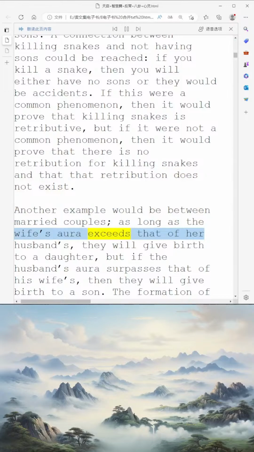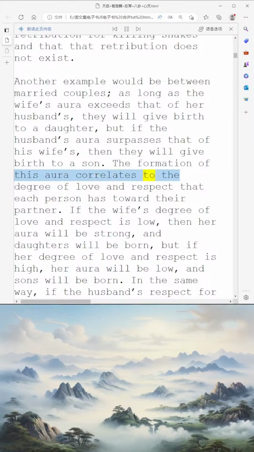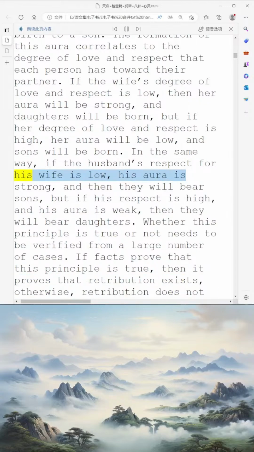Another example would be between married couples. As long as the wife's aura exceeds that of her husband's, they will give birth to a daughter, but if the husband's aura surpasses that of his wife's, then they will give birth to a son. The formation of this aura correlates to the degree of love and respect that each person has toward their partner. If the wife's degree of love and respect is low, then her aura will be strong and daughters will be born. But if her degree of love and respect is high, her aura will be low, and sons will be born. In the same way, if the husband's respect for his wife is low, his aura is strong, and then they will bear sons. But if his respect is high, and his aura is weak, then they will bear daughters.